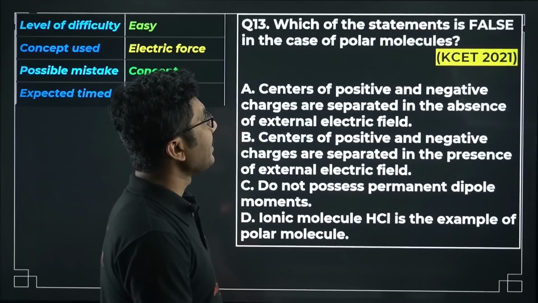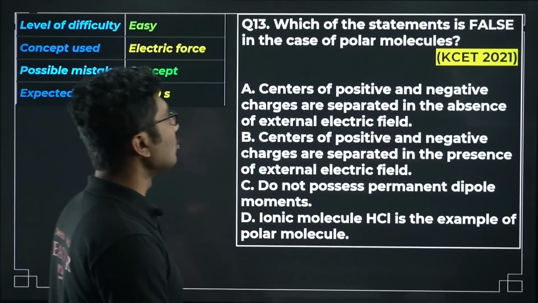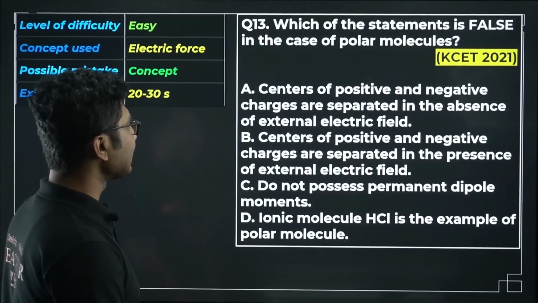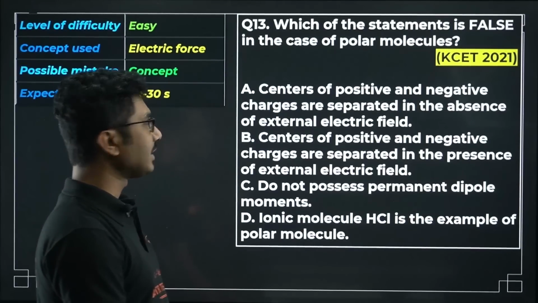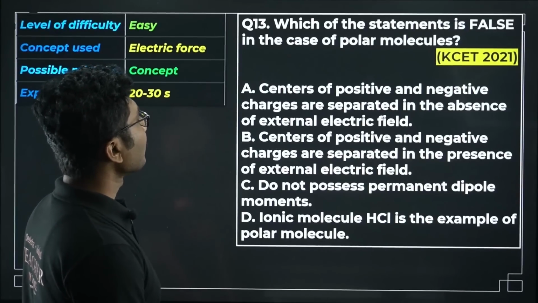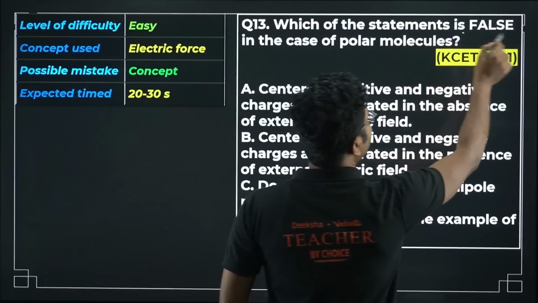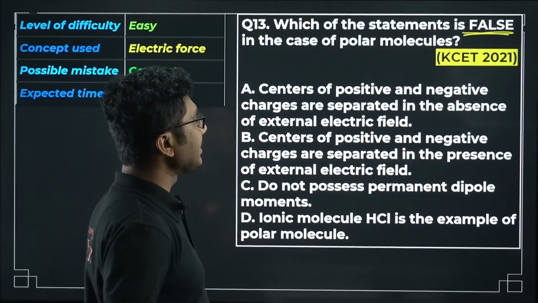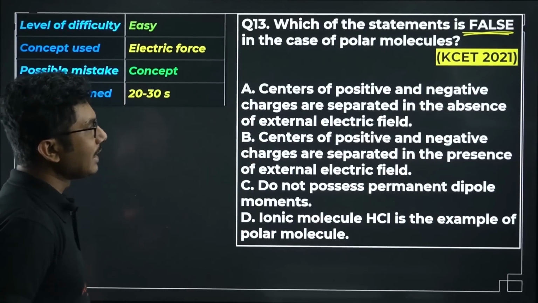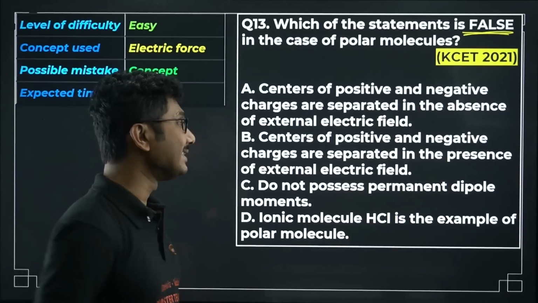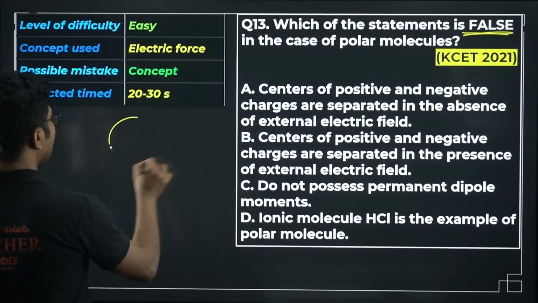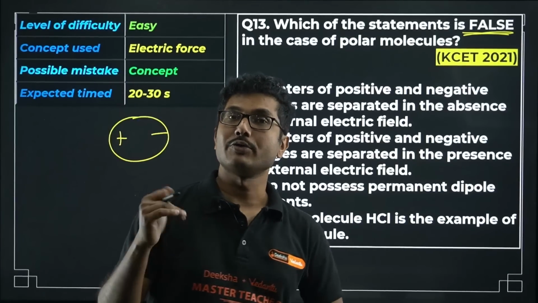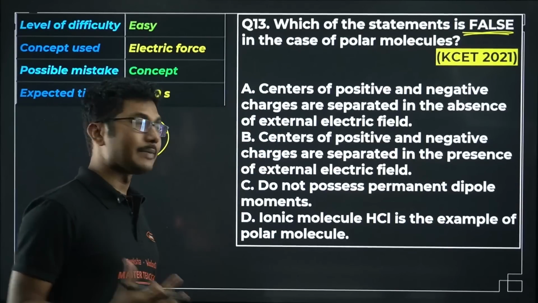Which of the statements is false in the case of polar molecules? Option A: centers of positive and negative charges are separated in the absence of an external electric field. We are trying to find the false statement. Yes, it's correct. Polar molecules generally have positive and negative centers that do not coincide. For non-polar they coincide, but for polar they are already separated.